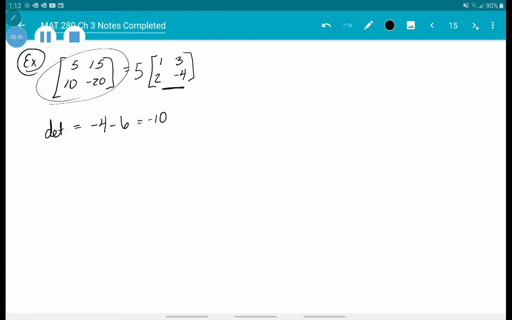So then our determinant, I'll call this matrix A, of A would be 5 squared, because this is an order 2 matrix, this is 2 by 2, times the determinant of that smaller matrix. So we're going to have 25 times a negative 10, which is a negative 250.